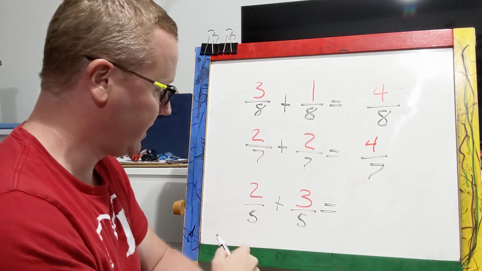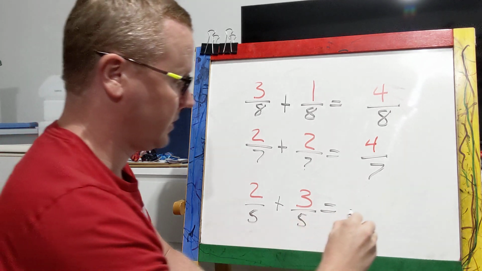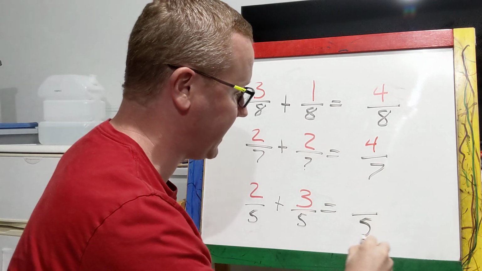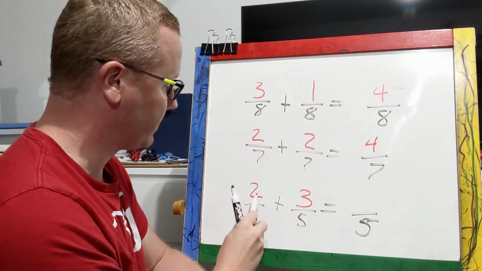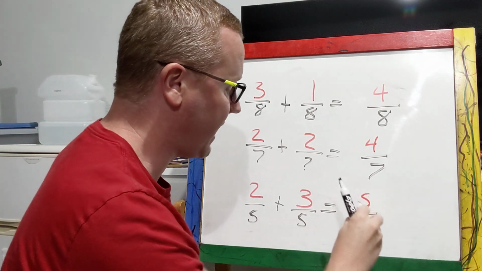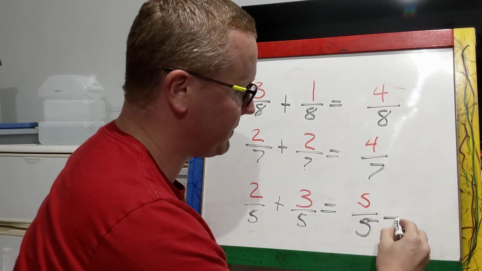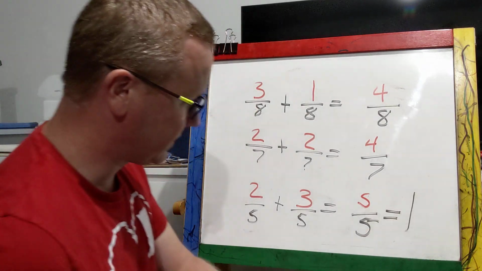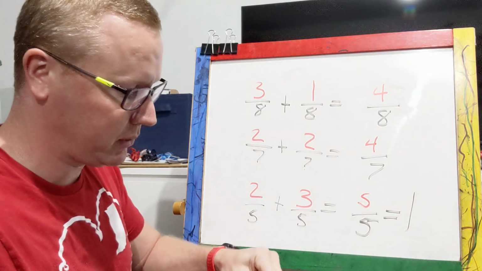Last one, what do you think it's going to be? Correct, we're going to keep our denominator the same. We're going to have 5 on the bottom. We add our numerators, 1, 2, 3, 4, 5, and we get 5/5. Ooh, some of you guys may have even caught that. 5/5, remember, equals 1. So if we were to add these two fractions together, it would make one complete whole number.